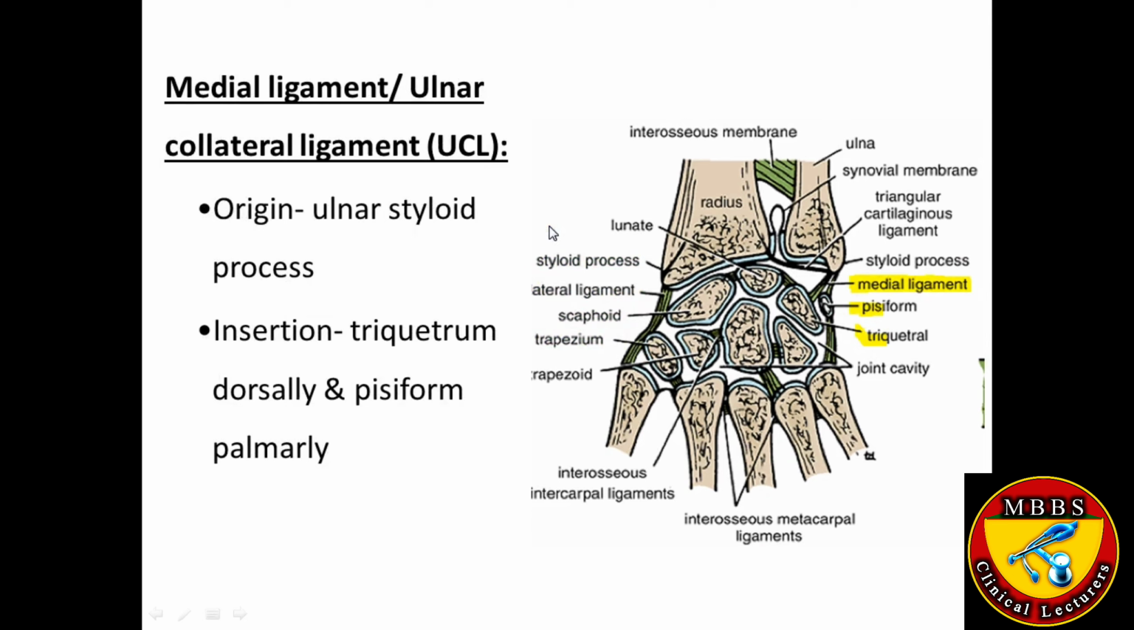Medial ligament or ulnar collateral ligament. This is the medial ligament, and it originates from the ulnar styloid process and is inserted into the triquetrum dorsally and the pisiform bone palmarly. This is the medial collateral ligament. You can see that it is attached to the triquetrum, originating from the styloid process.